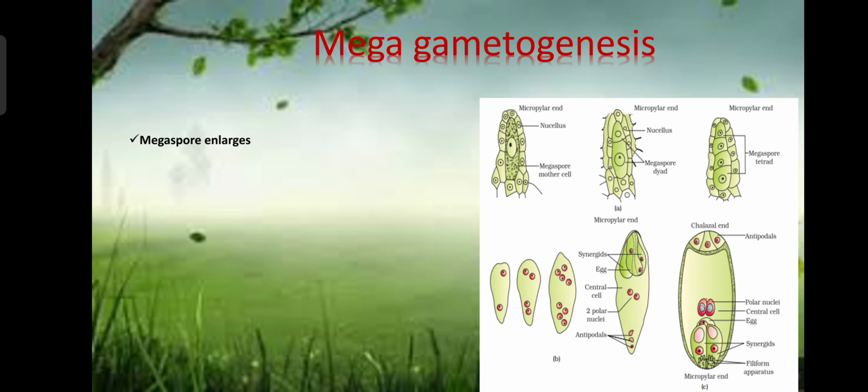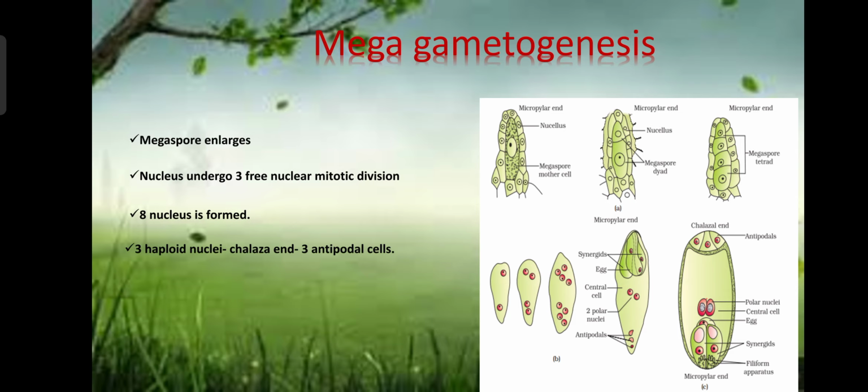So here, the 8 nuclei organize in a definite manner. The 3 haploid nuclei move towards the chalazal end. Then they get surrounded by cytoplasm and a cell wall is laid down around each cell, resulting in formation of 3 antipodal cells. So at the chalazal end there is formation of 3 antipodal cells.